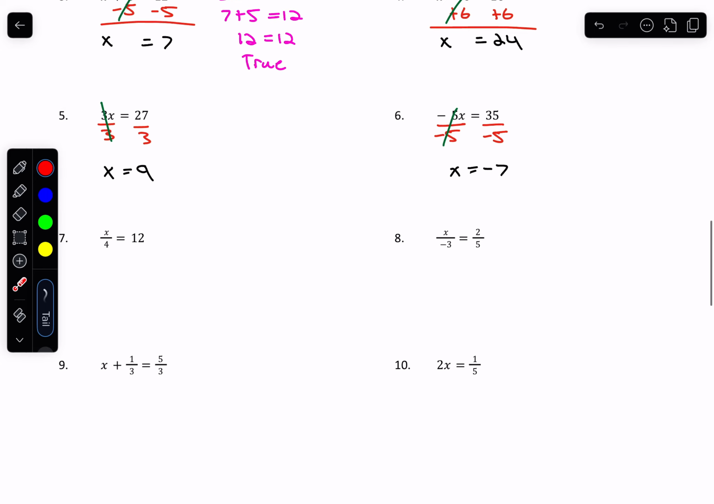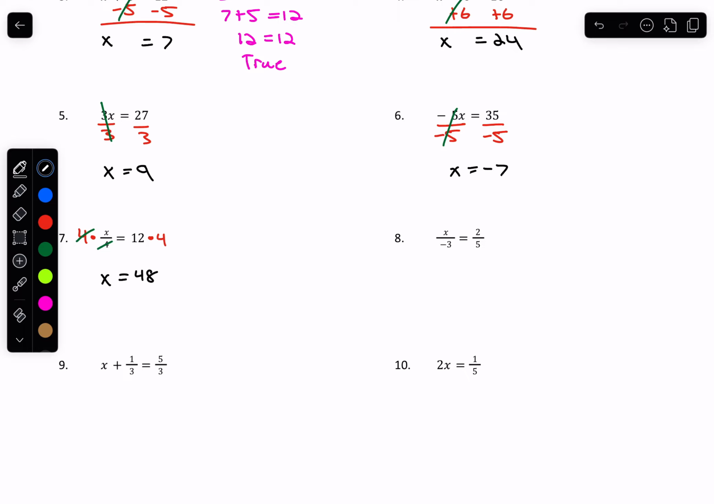All right, number 7, we have x divided by 4 is equal to 12. We have x divided by 4, so what I'm going to do is multiply both sides by 4. Multiplying by 4 is going to cancel out that division by 4 on the bottom. And if I do that on both sides, we keep our equation balanced. We end up with x on the left is equal to 48 on the right side.